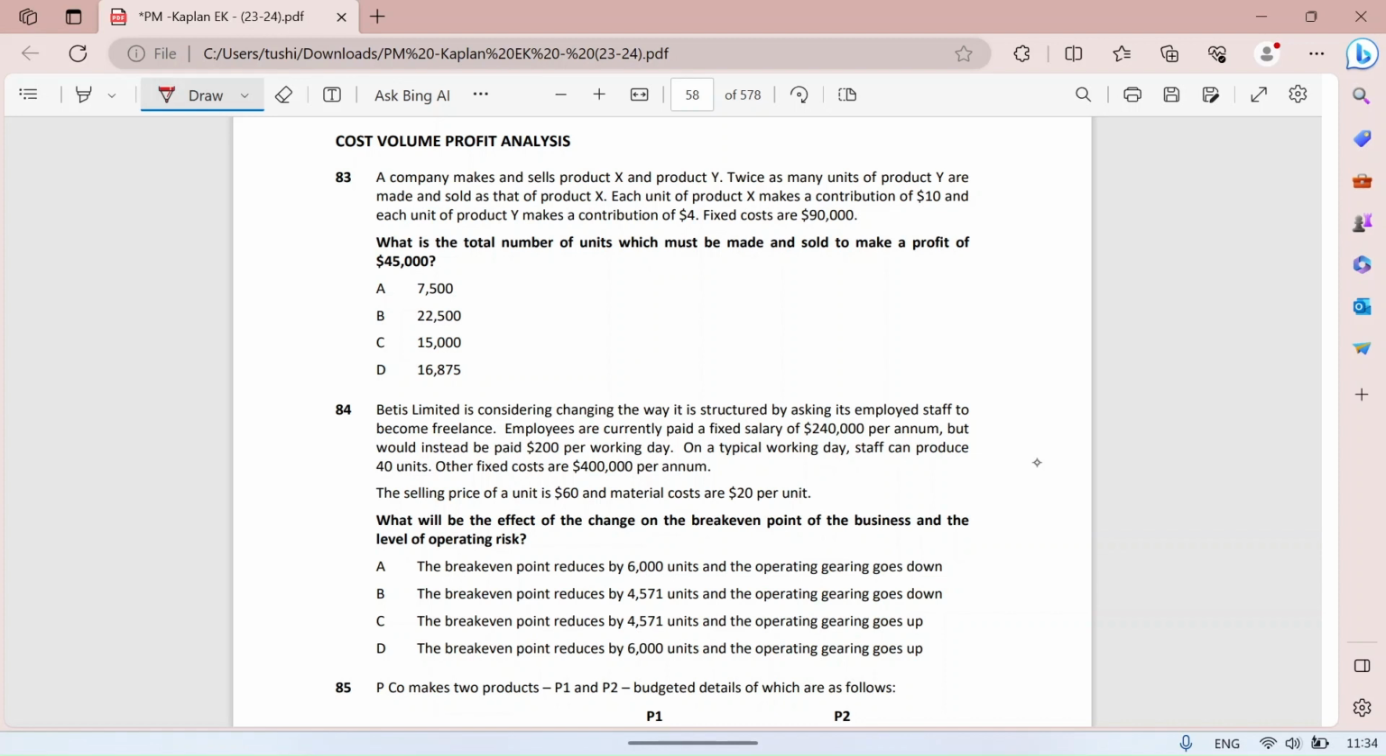So first of all, we see that we are selling twice as many units of product Y as that of product X. So basically we can say that we are selling 2Y and 1X. This is the combination in which we are selling the products. So what is the contribution that we are earning if we do so? Product Y makes a contribution of 4, so 4 twos are 8, plus X will give you a contribution of $10. That means you are getting a contribution of $18.